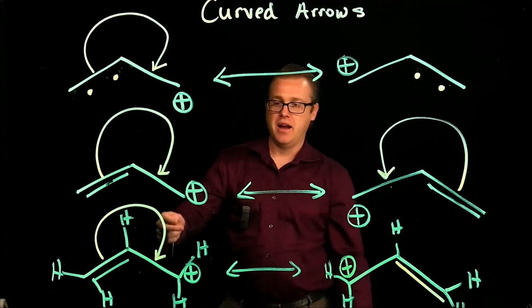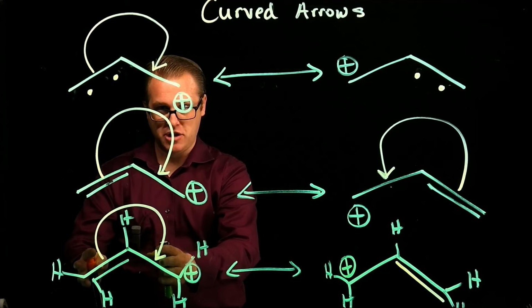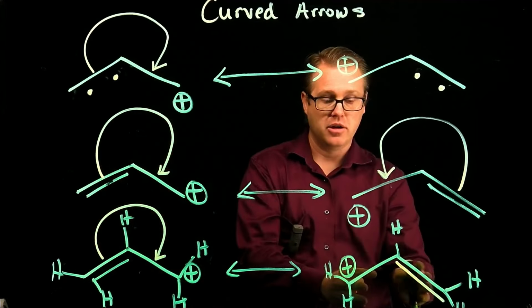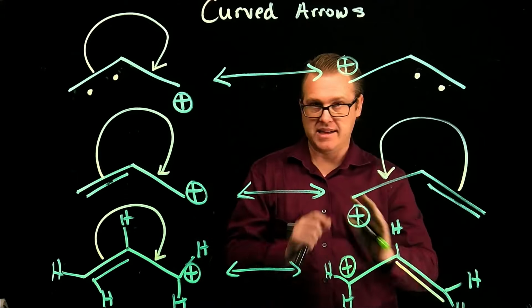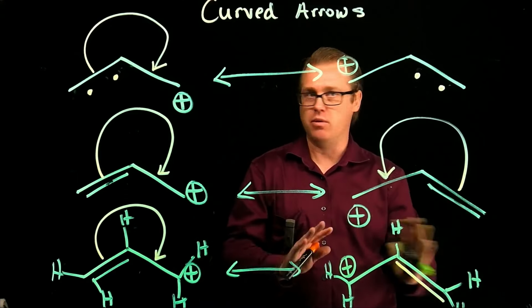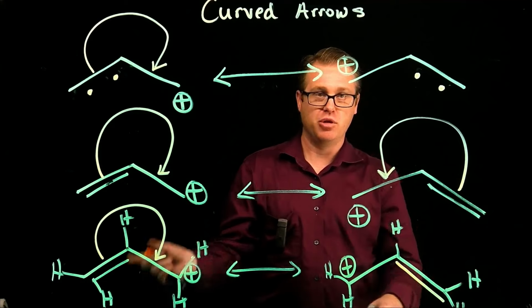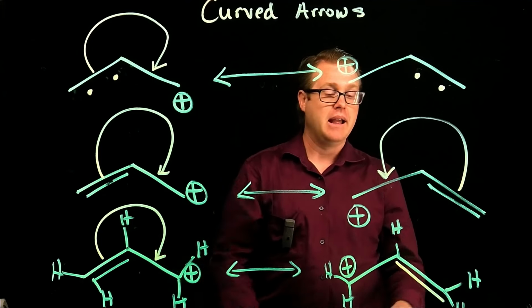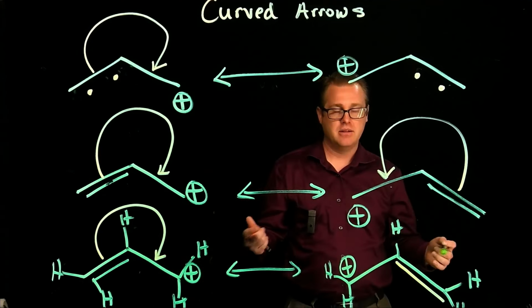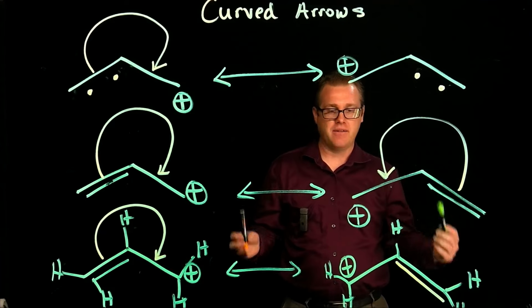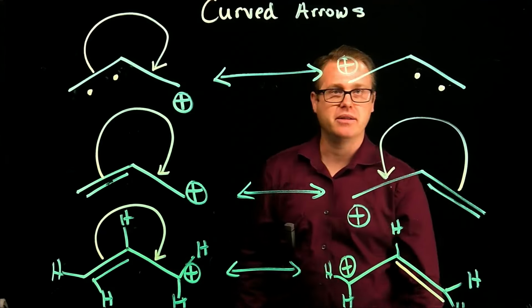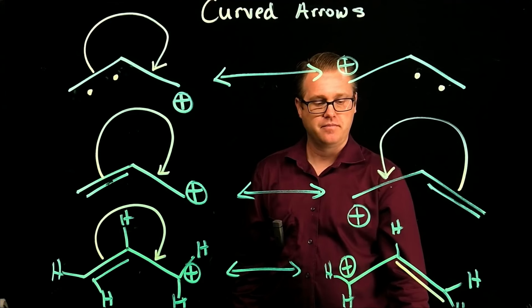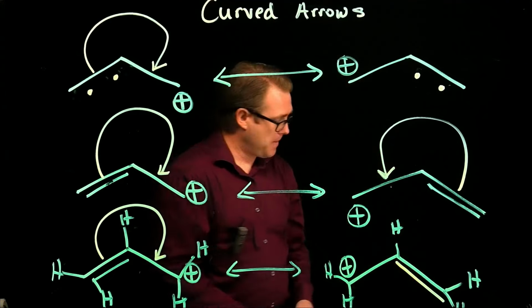So every time you go from one resonance structure to another, draw in all the atoms exactly where they are. Don't move them. Don't rearrange them. Just move the electrons to where the arrow is showing you to put them. And then take a step back. Say, okay, now I have to calculate formal charges and just recalculate. Okay.